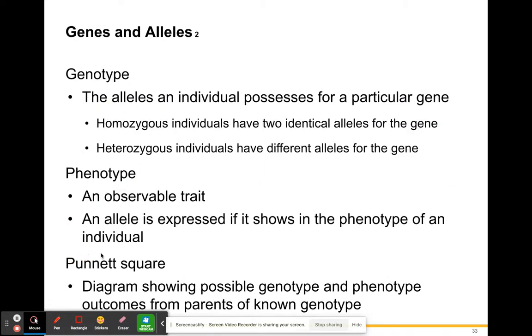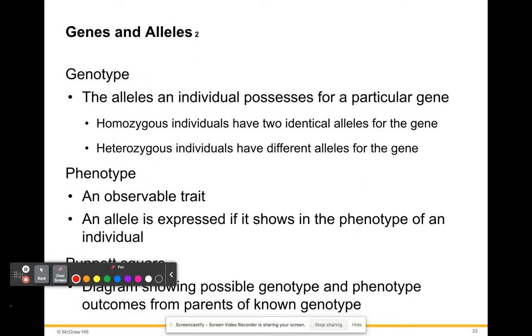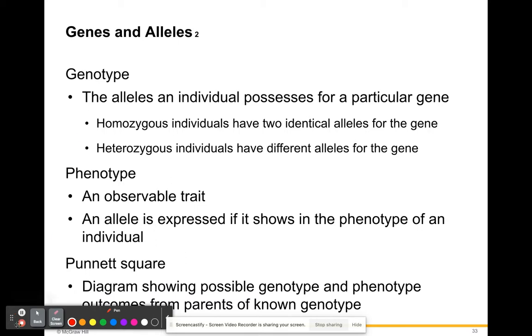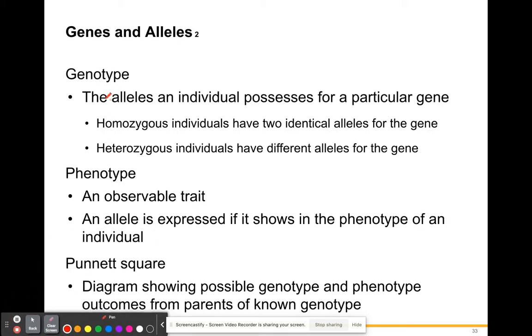Okay, now we're getting into heredity a little bit more with the terms genotype and phenotype. Okay, what slide am I on? Okay, genotype and phenotype, these are things that we associate with genetics. Okay, if we wanted to talk about how a gene is going to get passed from one person to another, we have to talk about something called alleles.